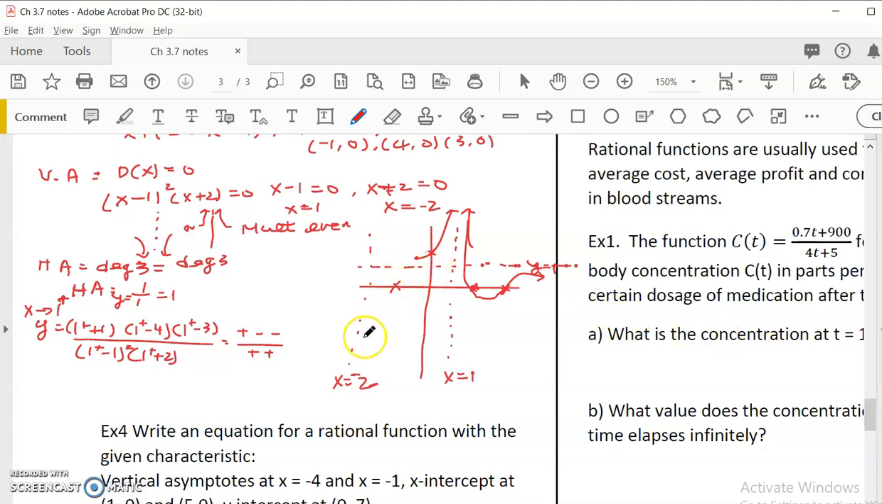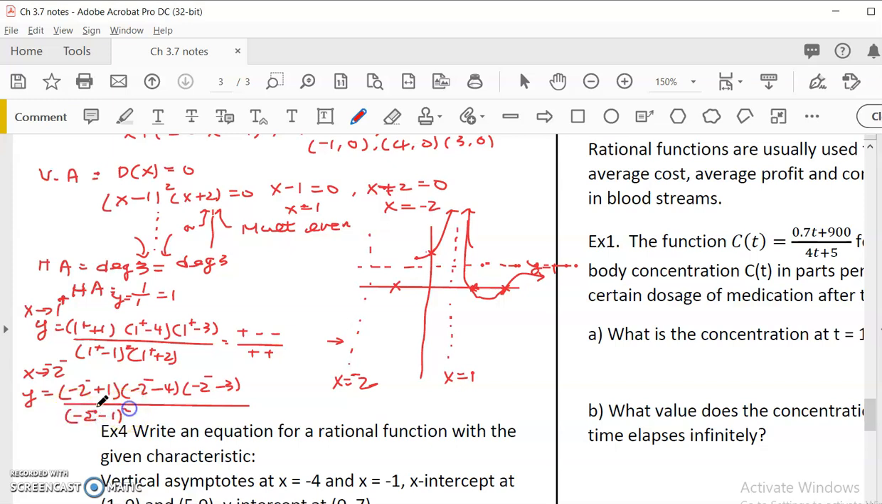And then what about when x approaches negative 2 minus? Let's check here. X approaches negative 2 minus, not 2, negative 2 minus. So let's just try to plug it in. Negative 2 minus plus 1. Negative 2 minus minus 4. Negative 2 minus minus 3. So all negative, right? Negative 2 minus minus 1.